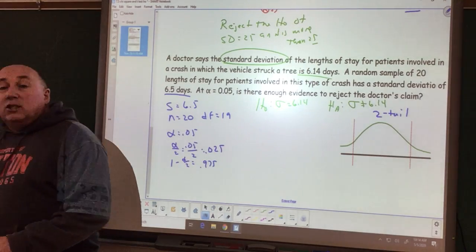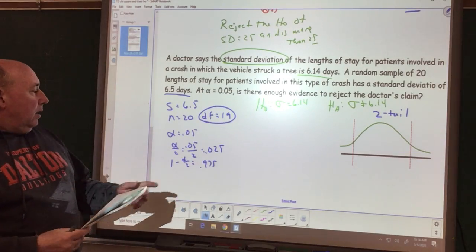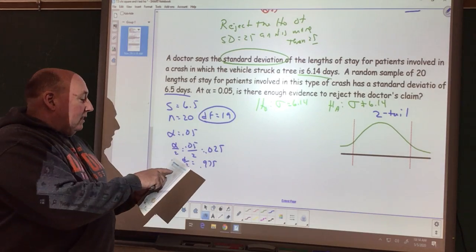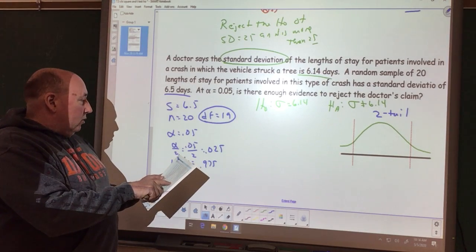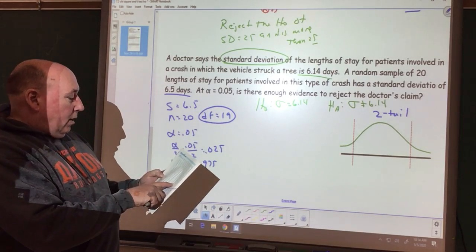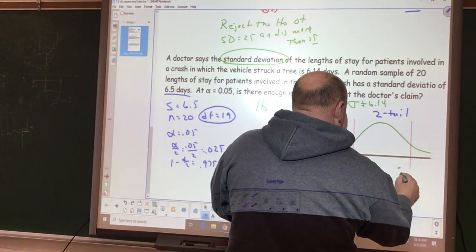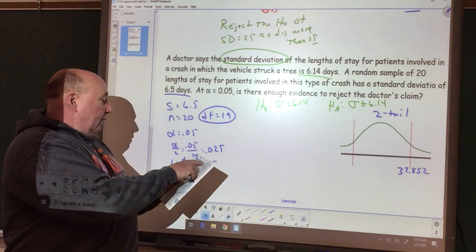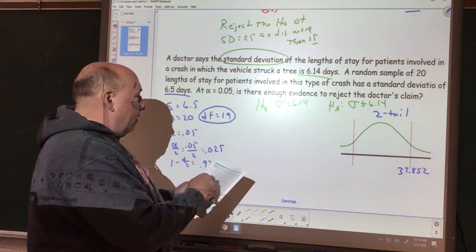So we can go to our chi-squared table, a degree of freedom of 19. I look at my alpha value along the top at 0.025 and string that down to degree of freedom of 19, 32.852. And then a 0.975, I take that down to 19, I get 8.907.